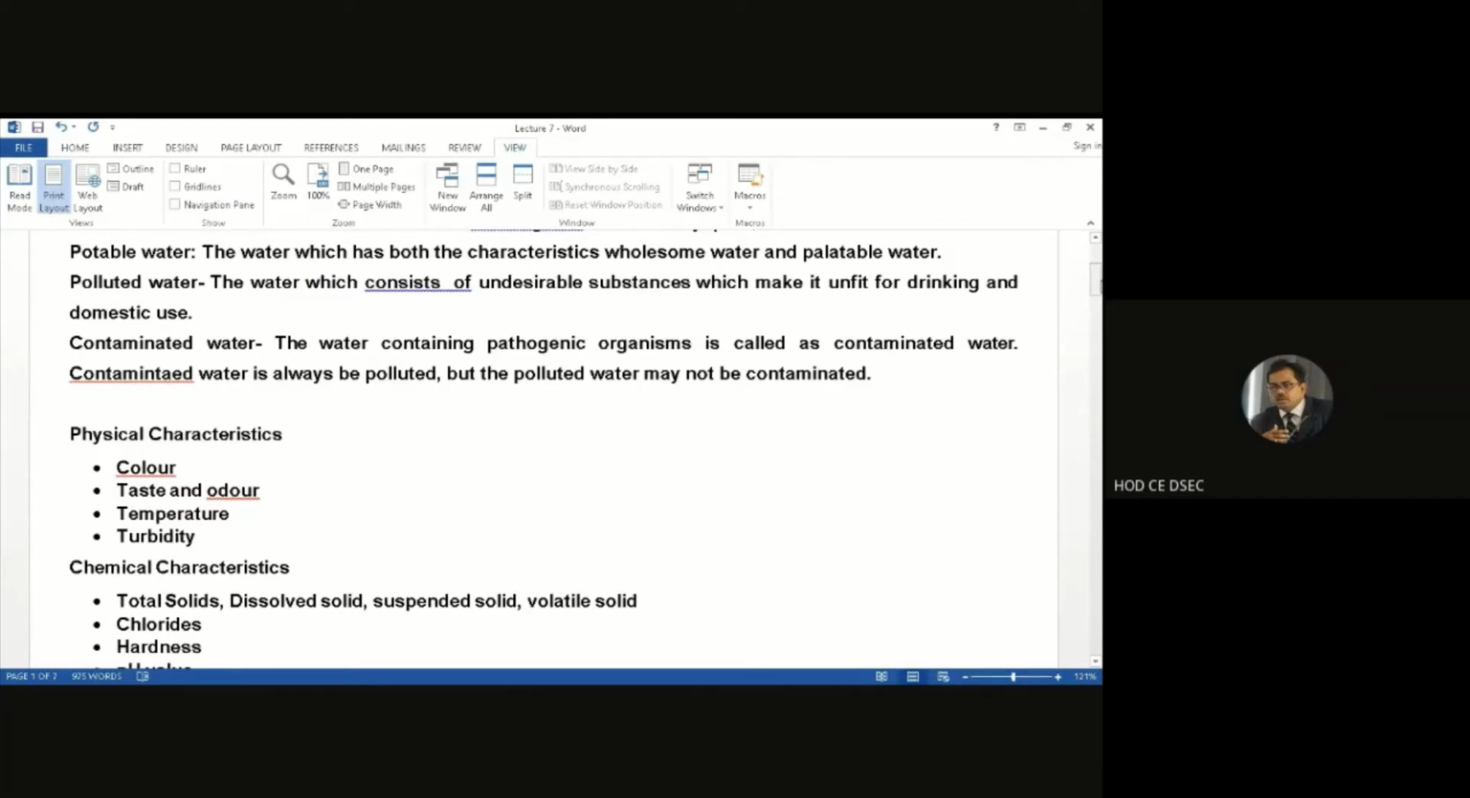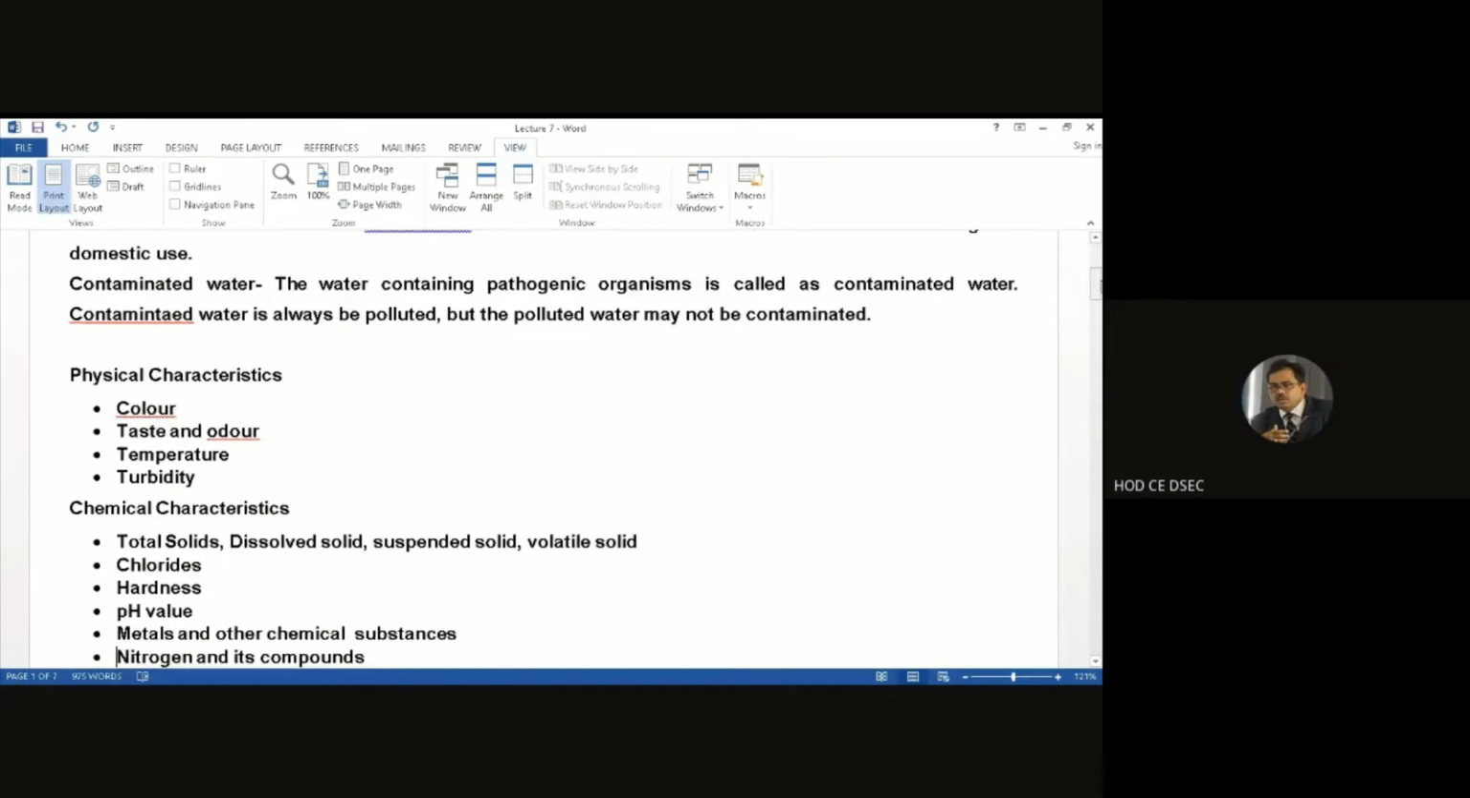There are other parameters also, like conductivity. These parameters are very much useful to find out in a laboratory test for taking the decision in a treatment unit. So what is the color? Another is the taste and odor. Third one is the temperature. Fourth one is the turbidity. All under the physical characteristics of water.